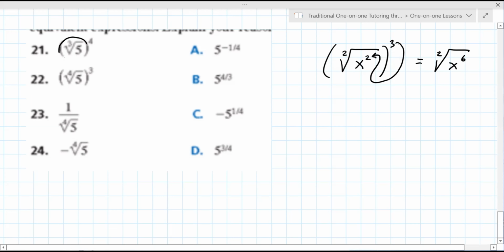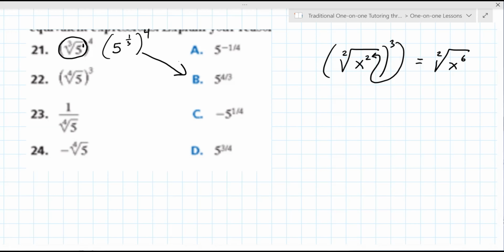What they want you to do in 21, let me just focus on this, is rewrite this as 5 to the 1/3 power, to the power of 4. And then, just like we've been doing, multiply the exponents. So it would just be 4/3. Yes. So you can see that goes to letter B.